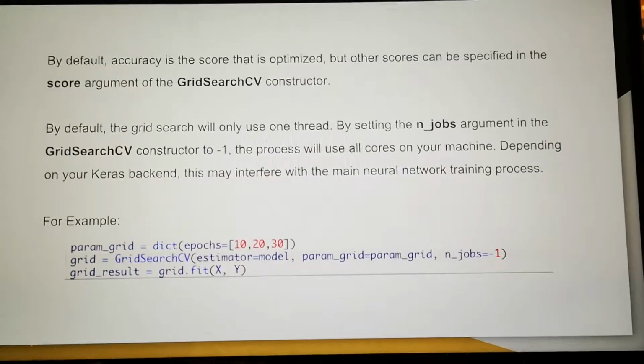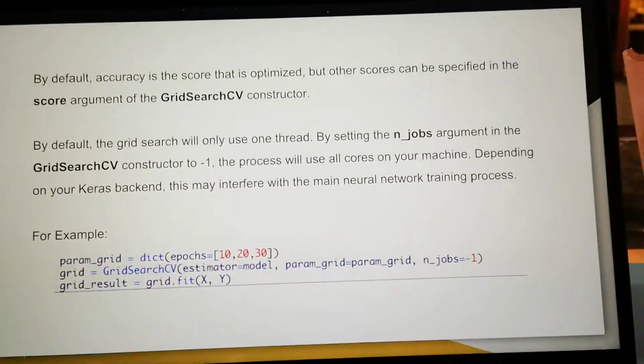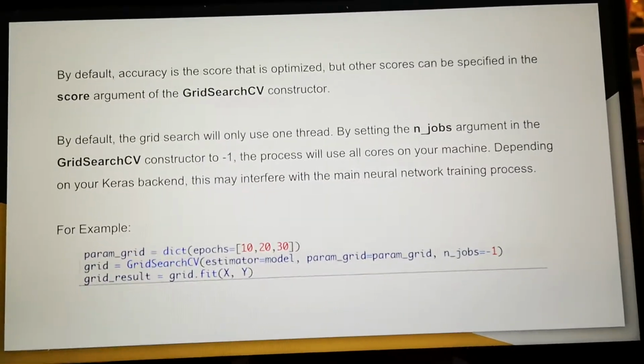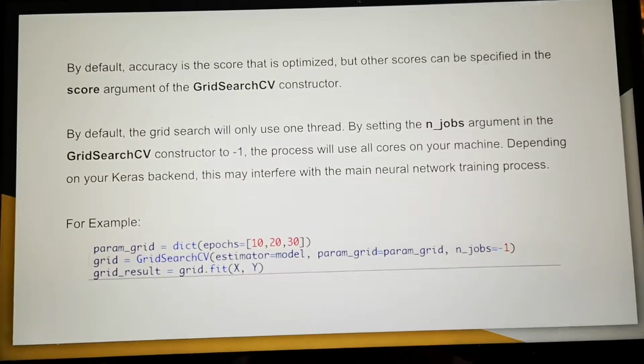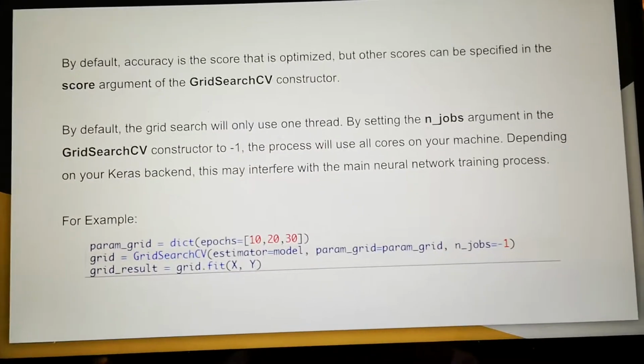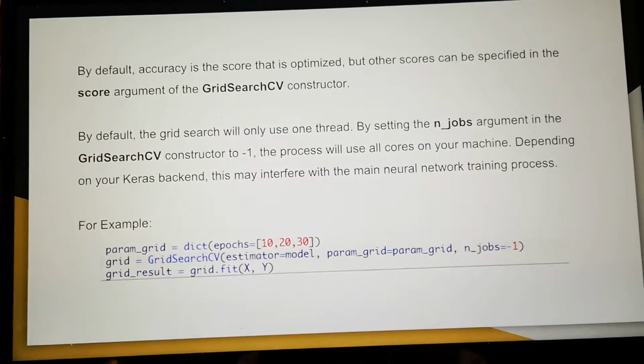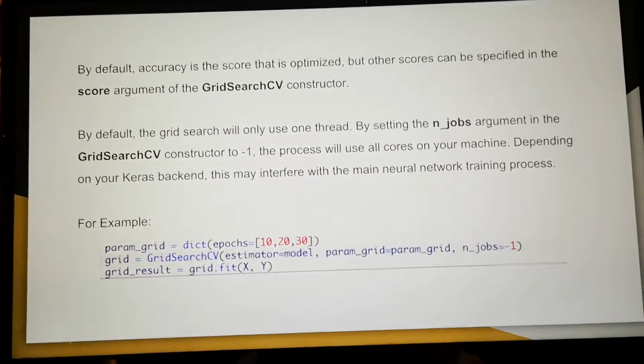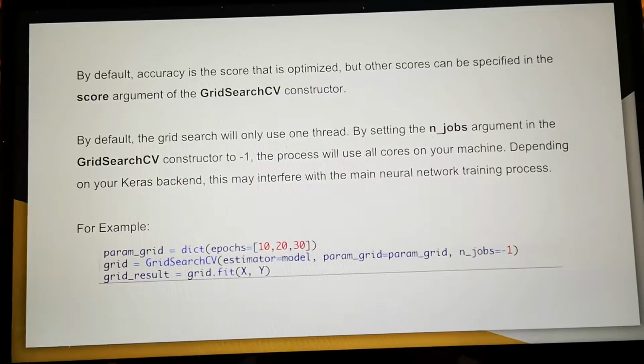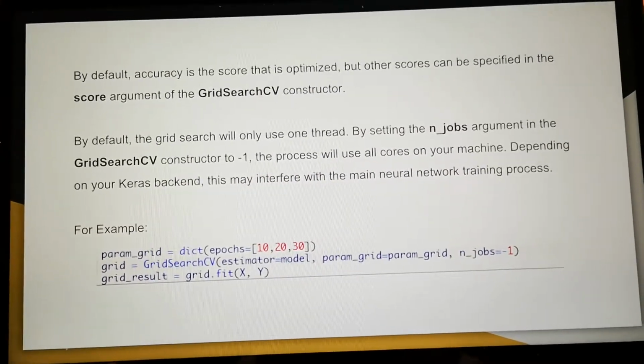And also, the grid search will only use one thread by default. By setting the n_jobs argument in the GridSearchCV constructor to -1, the process will use all cores on your machine. Depending on your Keras backend, this may interfere with the main neural network training process. So we can see the example here.